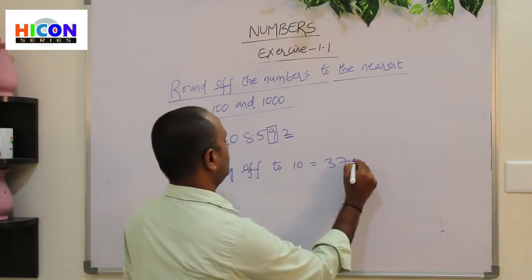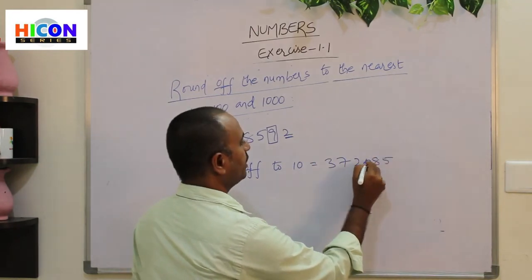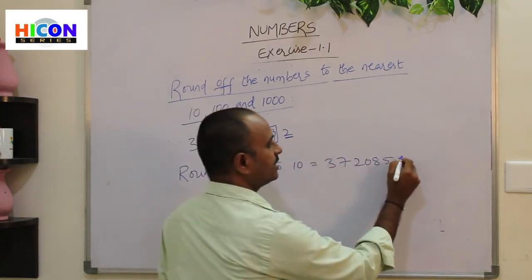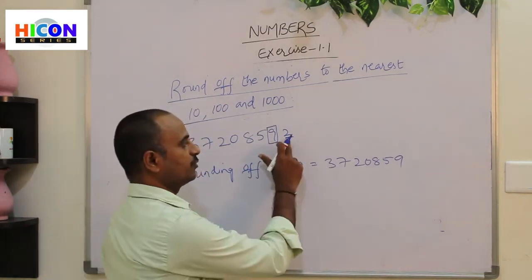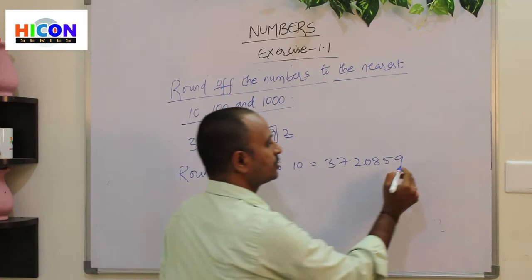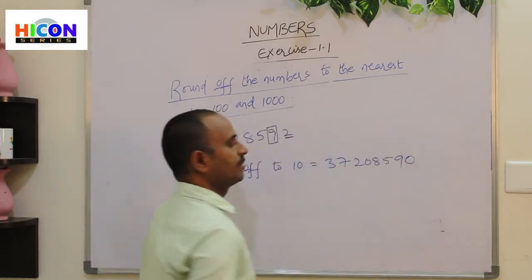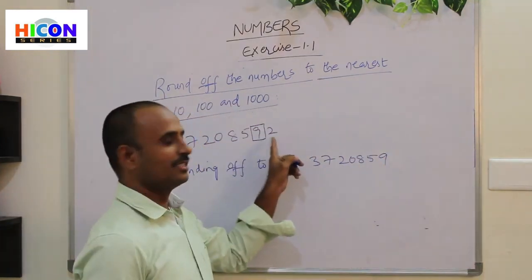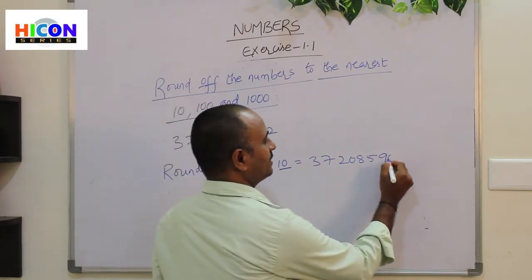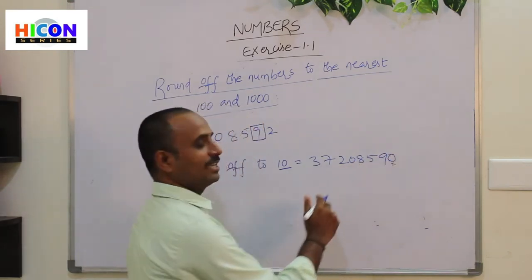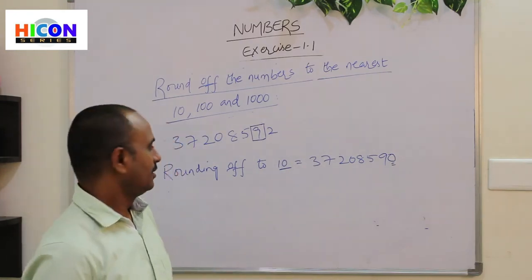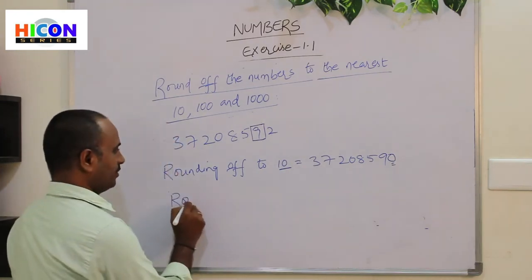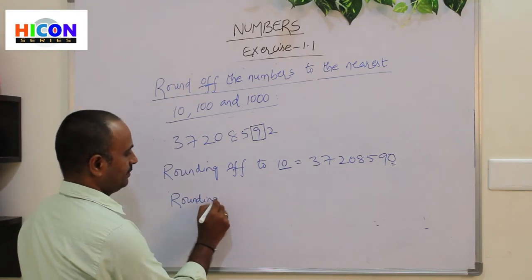That means 3, 7, 2, 0, 8, 5, and keep the same tens, that is 9, and put 0 for the remaining digits. So there is only one digit after the tens place, so put 0 for the next digit present in the ones place. So children, this is the number which is rounded off to the nearest 10. So next, rounding off to hundreds.